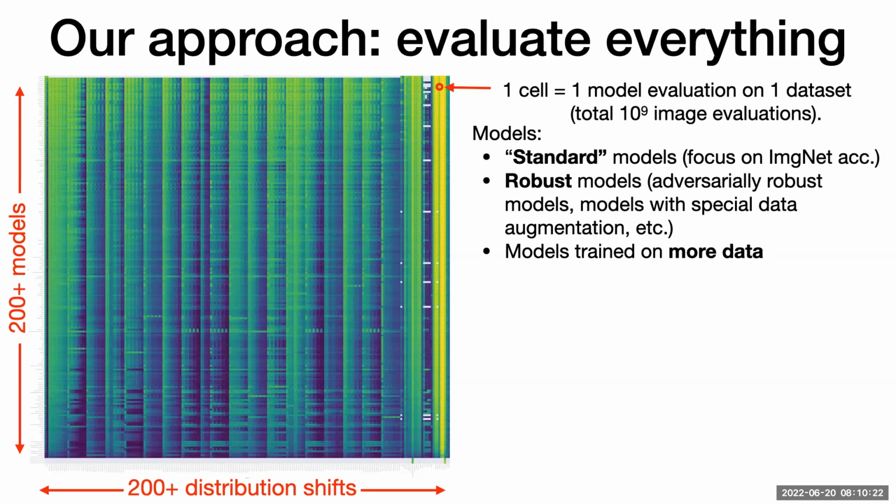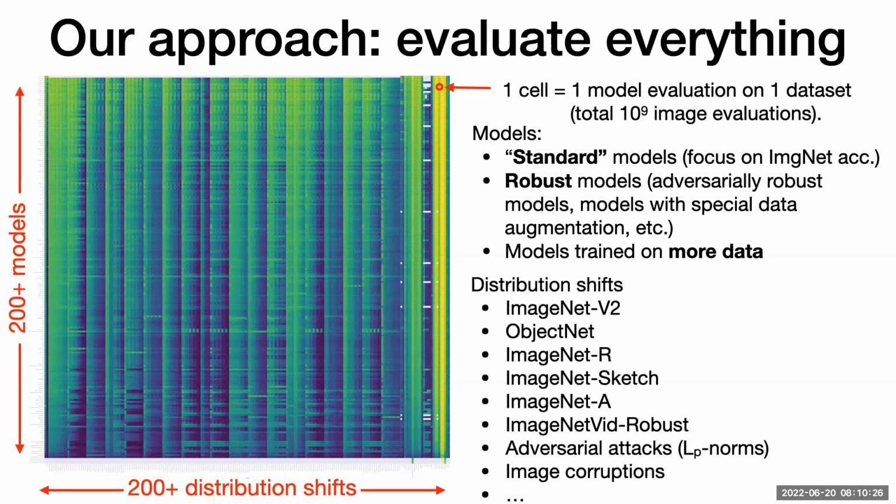And then on the x-axis, the distribution shifts, again, we collected what's out there. So all the ImageNet variations that people collected, like ImageNet v2, ObjectNet, ImageNet R, and so on. Then we also have various kinds of adversarial attacks, L2 norm, L infinity norm, different strengths of these perturbations in the testbed, image corruptions, and so on. Okay, so there's a lot in this matrix, right? Every cell in this matrix corresponds to evaluating one model on one test set.